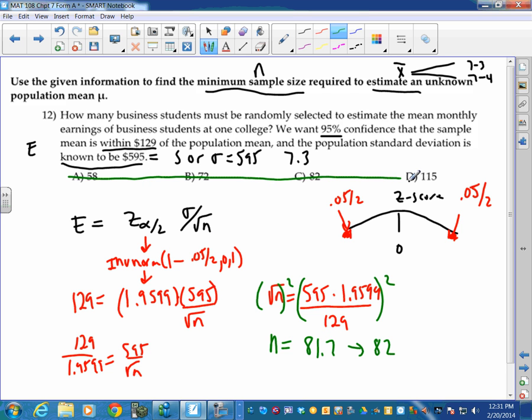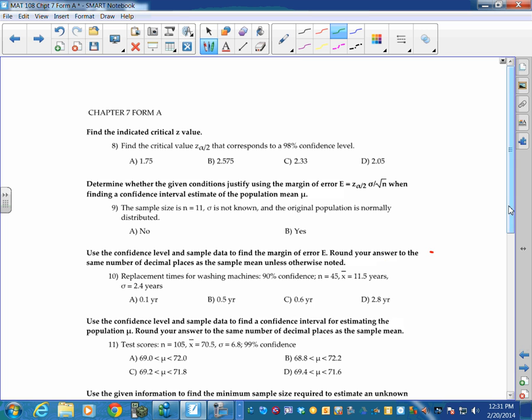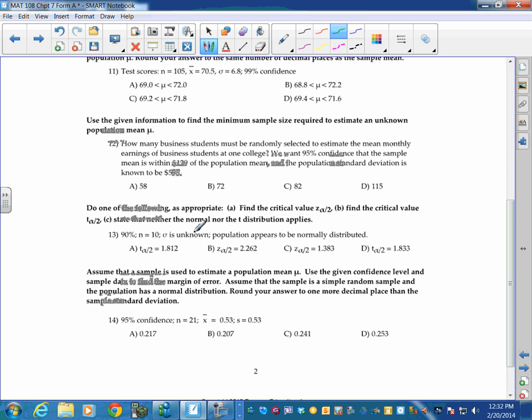All right. 3 points. 1, 2, 3. All right. Ready to go on? Okay. Moving on. All right. The actual numerical calculation is worth 1 point.